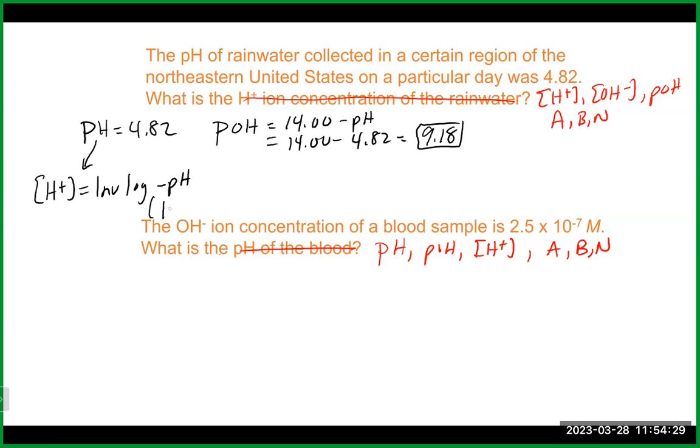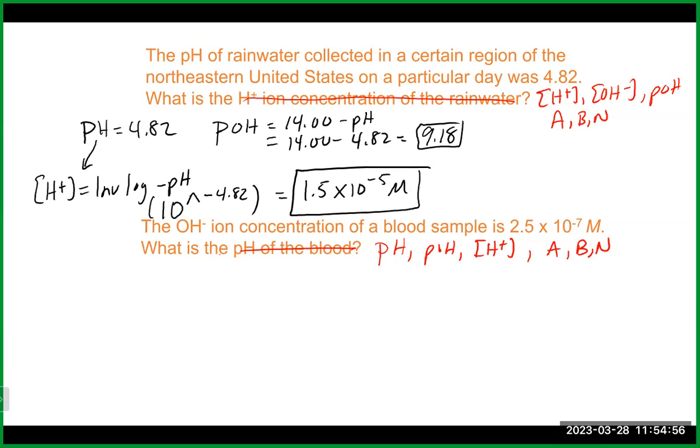Again, when you put that into your calculator, most likely a 10 and a caret will pop up. You want to make sure you do the negative 4.82. And if we do that on my calculator here, hit the right button, negative 4.82. We're going to end up here with, we'll call it 1.5 times 10 to negative 5, if I counted those zeros right. We do need a molarity there as it is a concentration, so it should have units. Any questions on that there?